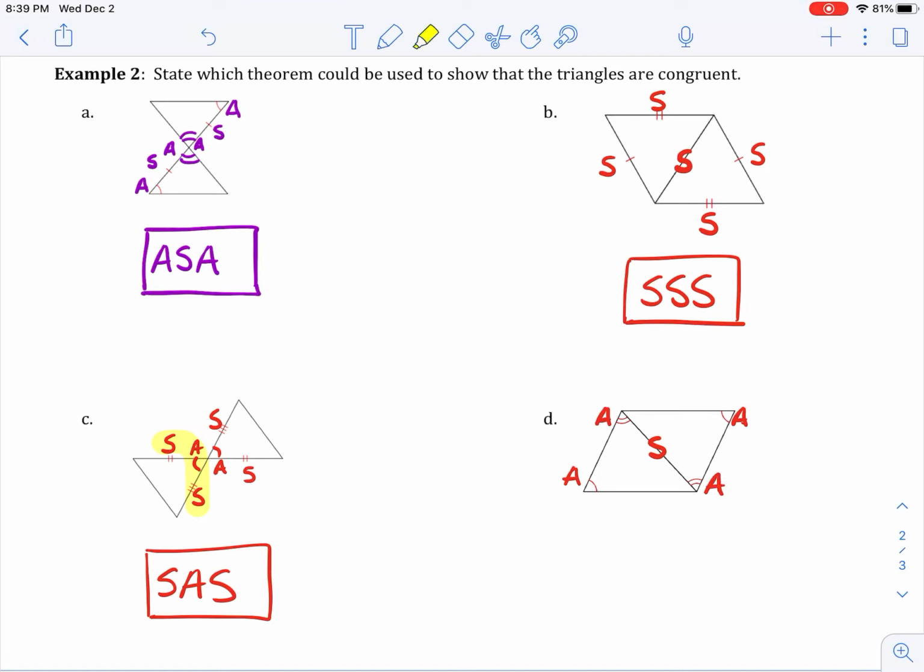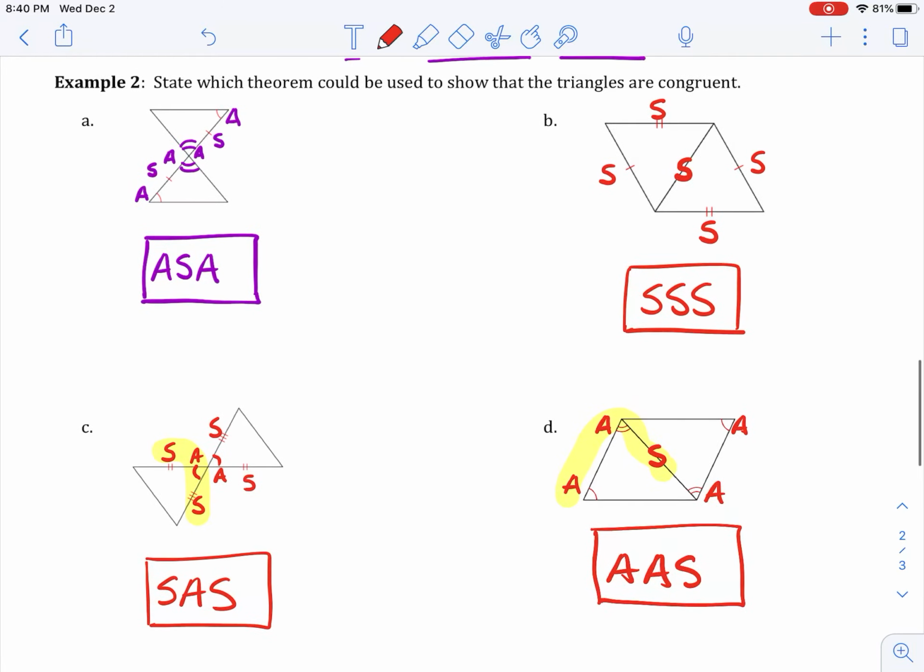So again, if you focus just on one of the triangles, you have an A, an A, and an S marked. And that S did not land between the two A's. If it had landed between them, it would have been right here. But since it didn't land between them, it landed outside of them. Remember that theorem is called the angle angle side because that side is not an included side. It's a non-included side. So that's the AAS theorem.